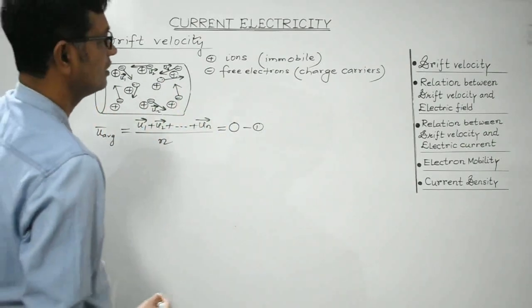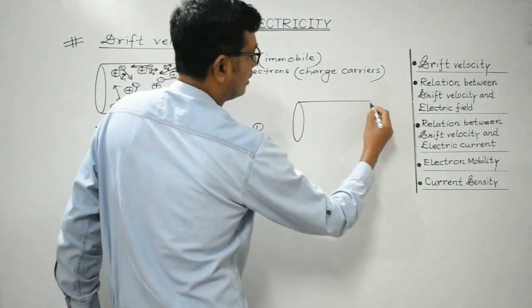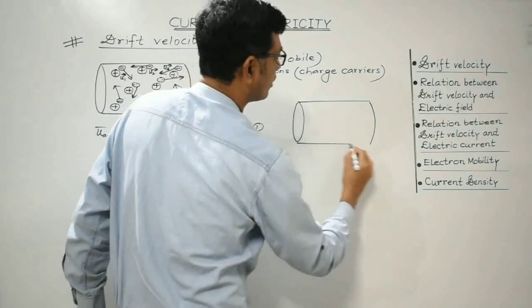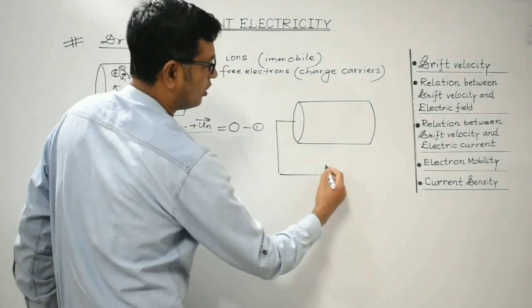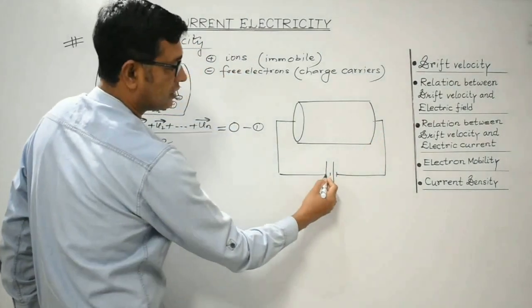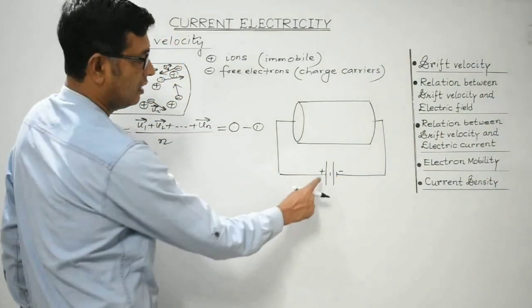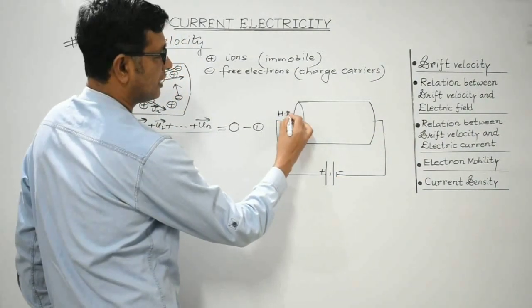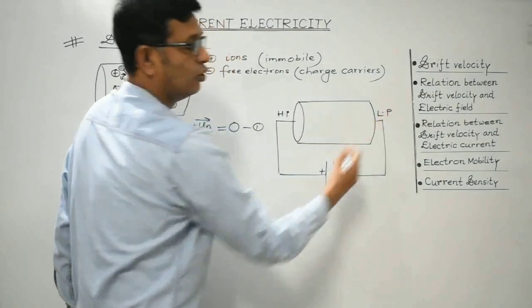Now what happens is, we connect a source across its ends. Means you connect a battery or a cell like this, right? Yesterday I told you this is the positive terminal of this battery and this is the negative terminal of the battery. It provides higher potential, so this end of the conductor will be at higher potential while this end of the conductor will be at lower potential.